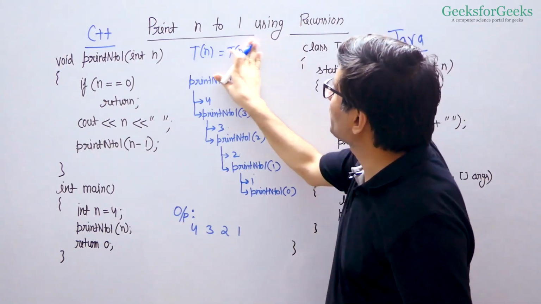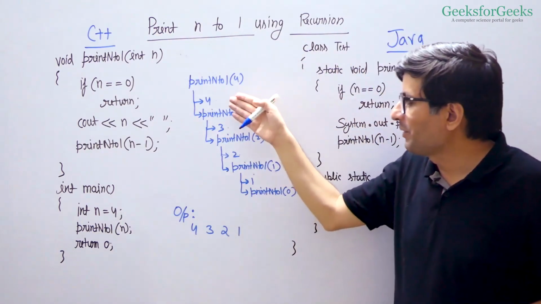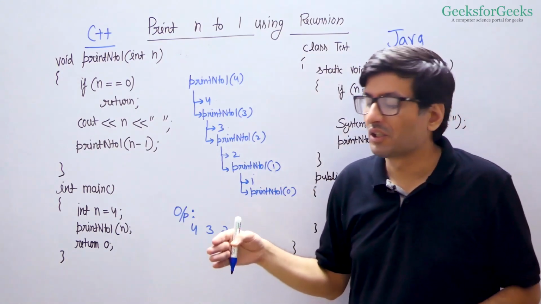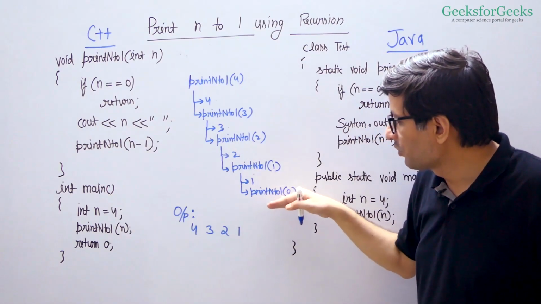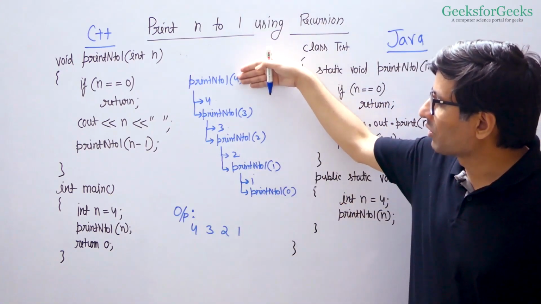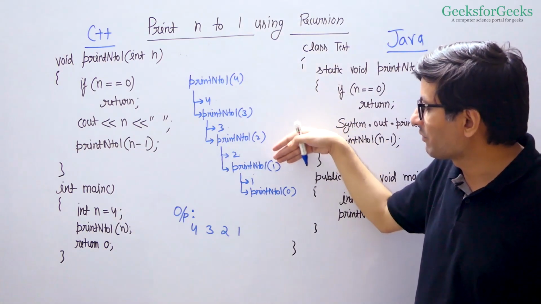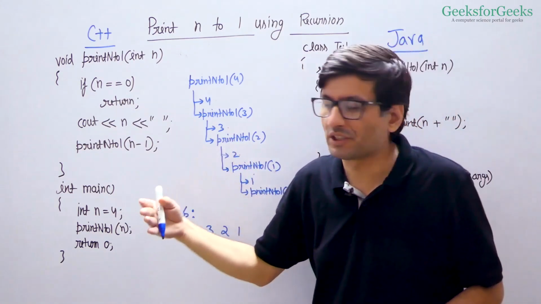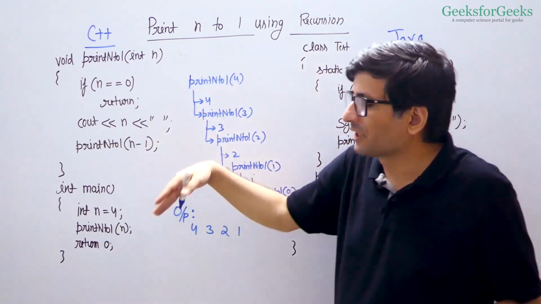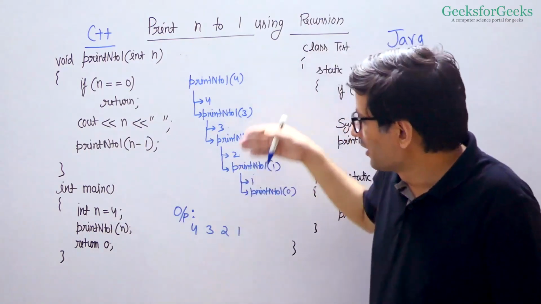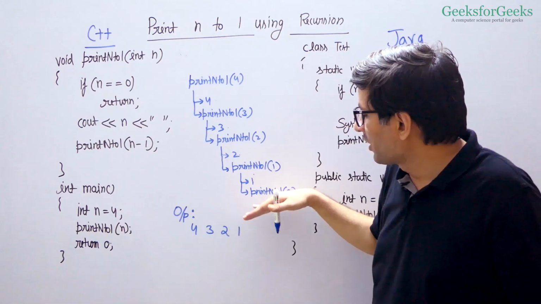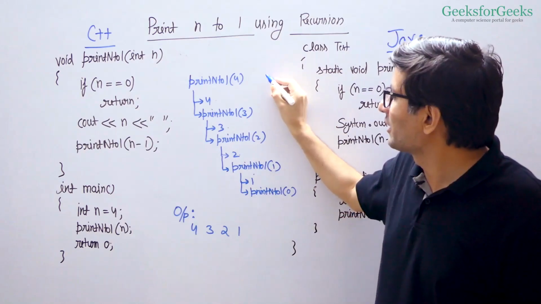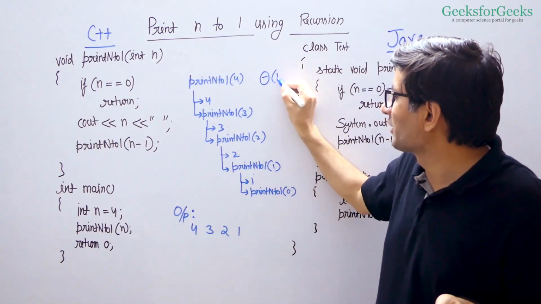Now talking about the auxiliary space for the solution, there will be a situation where you will have n plus 1 function calls in the function call stack. When you call print n to 1 for 0, 4 has called 3, 3 has called 2, 2 has called 1, 1 has called 0, and these functions are waiting for their children to finish. 4 is waiting for 3 to finish so that it can resume its execution and also finish. So there would be a moment where you will have n plus 1 function calls in the function call stack, so we can say its auxiliary space is theta n.